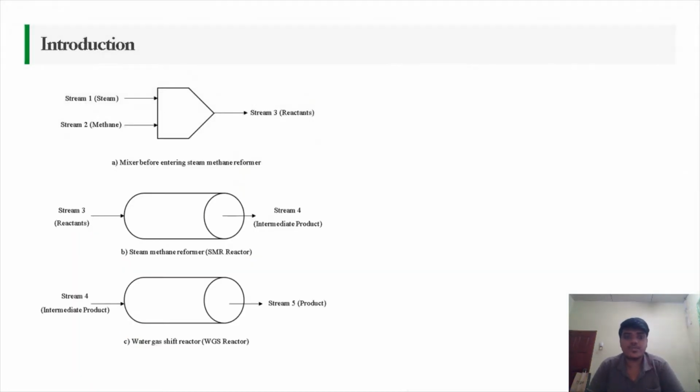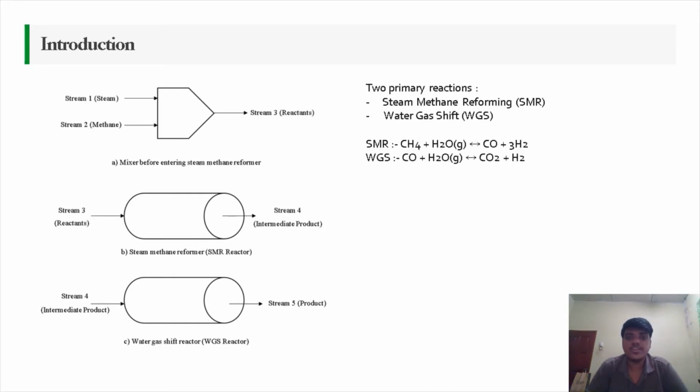Now, these are the equipment involved in the production of hydrogen, which is a mixer where steam and methane are inserted as reactants, and the reactants are channeled to a steam methane reformer followed by a water gas shift reactor. The two primary reactions involved in the production of hydrogen are steam methane reforming (SMR) and the water gas shift (WGS).